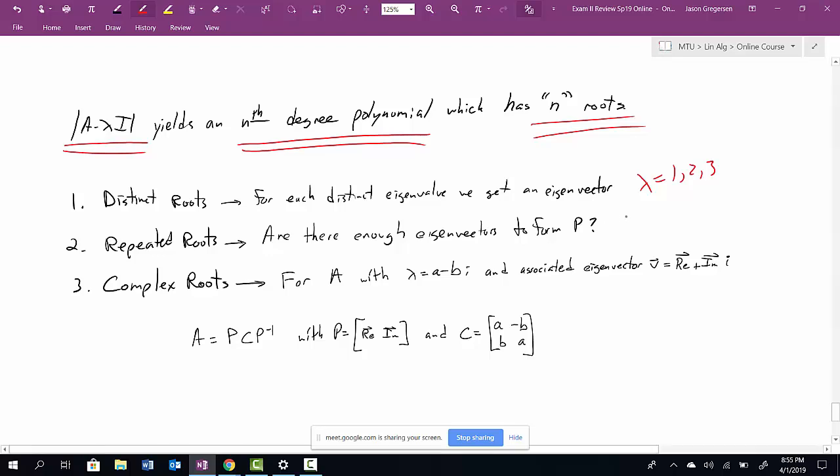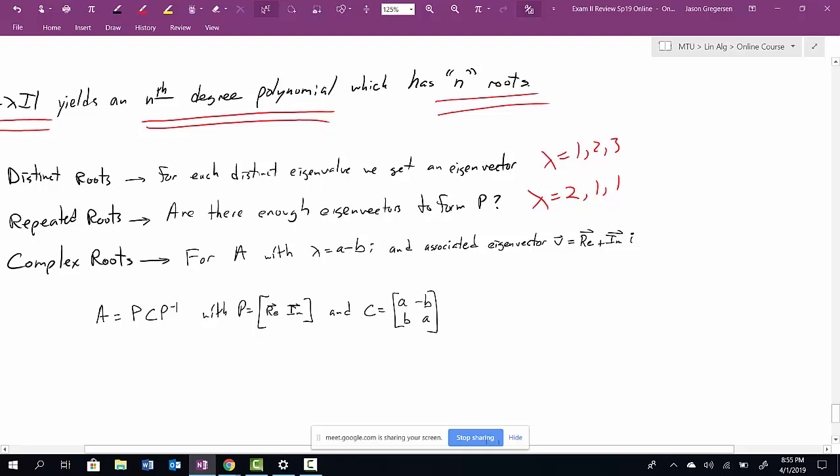Now, if I have repeated eigenvalues, lambda equals 2 and then 1 and 1, well now I'm not sure. If I plug in lambda equals 2, I will get an eigenvector. If I plug in lambda equals 1, sometimes I'll get an eigenvector that looks like this. I'll say, oh, I plugged in lambda equals 1, but I have 2 eigenvectors. Perfect. Now altogether I'll have 3 eigenvectors, and I can form my matrix P, and I can diagonalize. So sometimes everything will be okay.